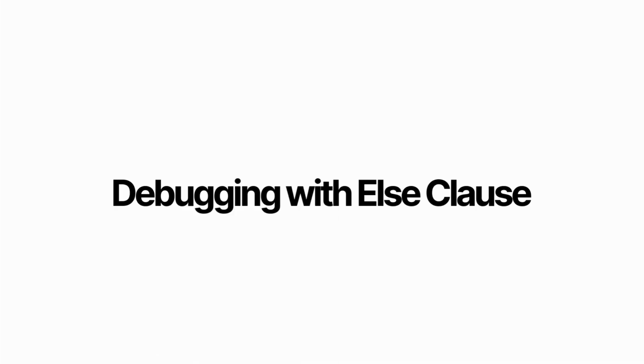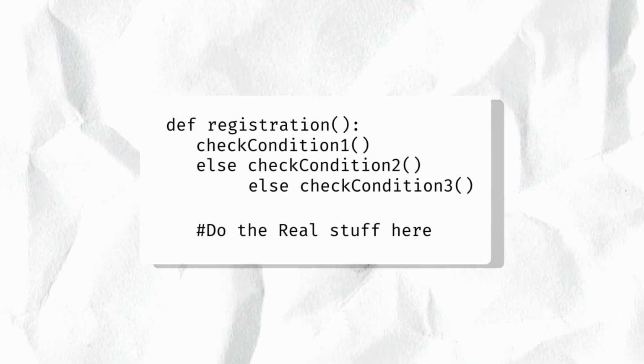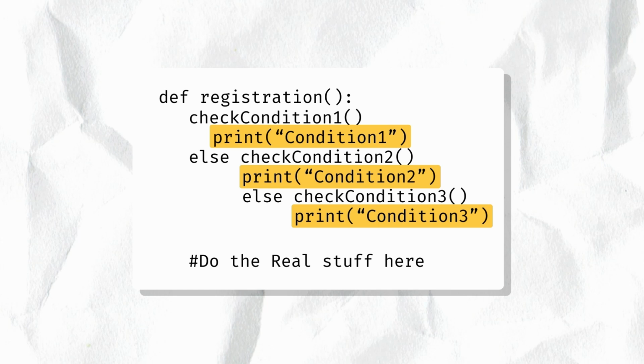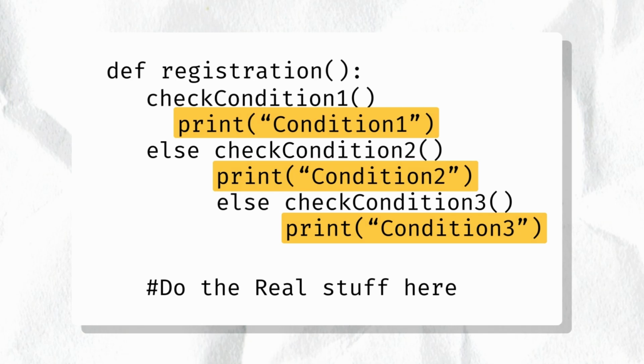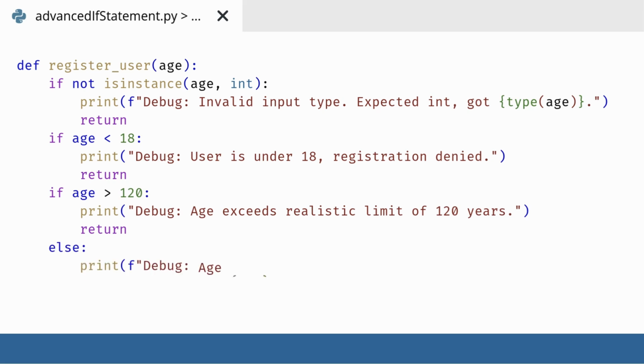Debugging with else clause. An else clause in debugging is a tool used with conditional statements like if to handle cases where the primary condition isn't met. It is similar to the guard clause we've mentioned. What it helps further is that you can log or inspect what is happening when your code doesn't follow the expected path, making it easier to diagnose issues.